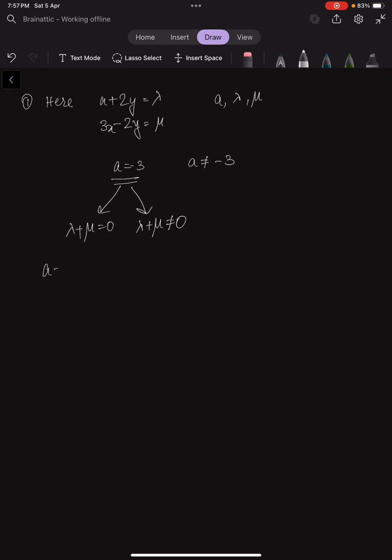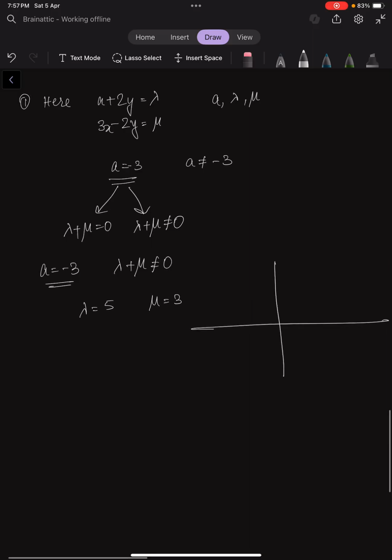Now for a equal to minus 3 and lambda plus mu not equal to 0, let me assume that lambda is equal to 5 and mu is equal to 3. How do my lines basically look? So if I draw the graph, they will basically look like this. So this line and this line are parallel to each other.